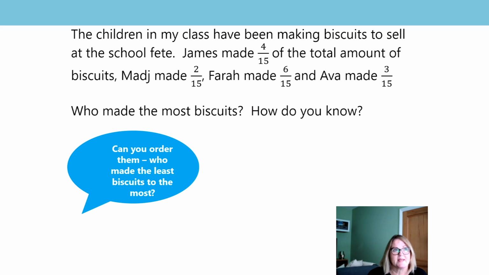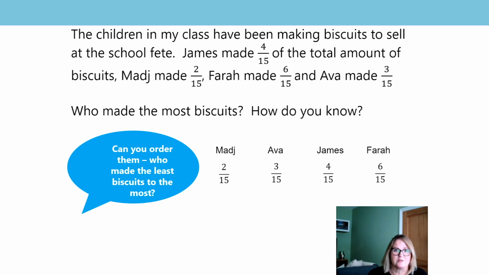So, who made the least? Well, let's have a look. We just need to look at the numerators. Which numerator is smallest? 4, 2, 6, and 3. Well, I know that the smallest fraction there then is 2/15ths. And then 3/15ths. What comes next? James made 4/15ths of the biscuits, and Farah made 6/15ths of the biscuits.